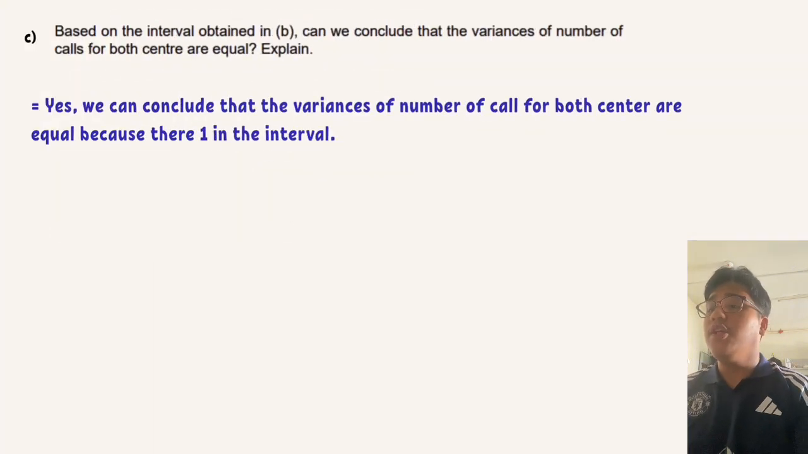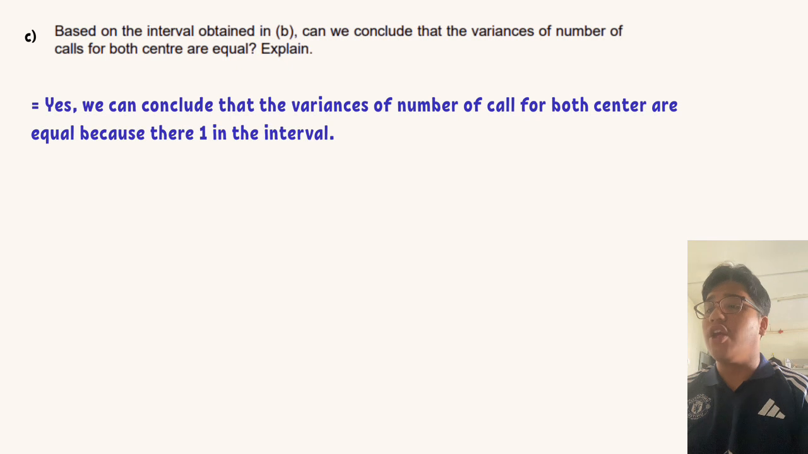For C, based on the interval obtained in B, can we conclude that the variances of the number of calls for both centers are equal? Explain. Yes, we can conclude that the variances of the number of calls for both centers are equal because there is 1 in the interval.